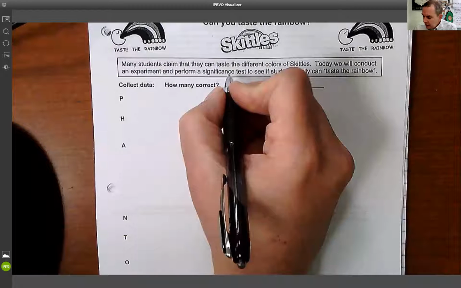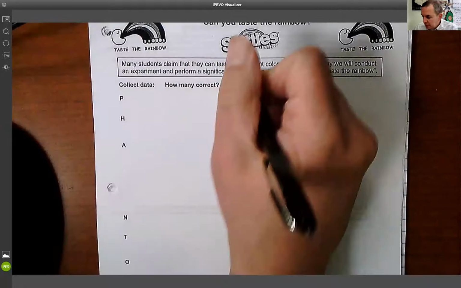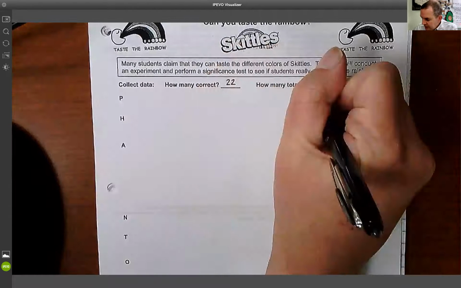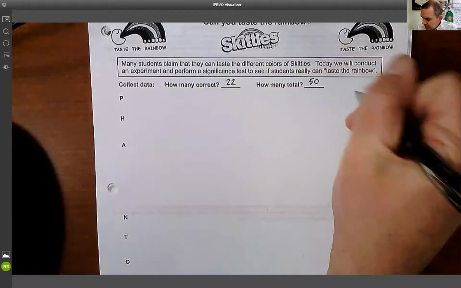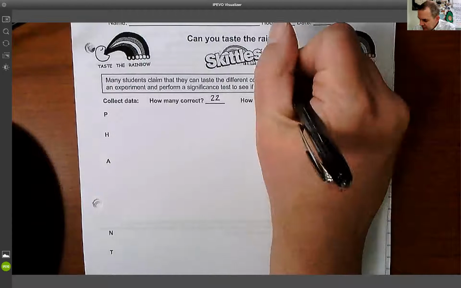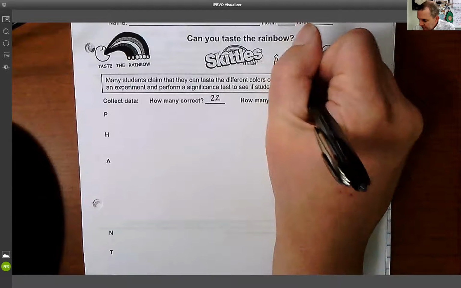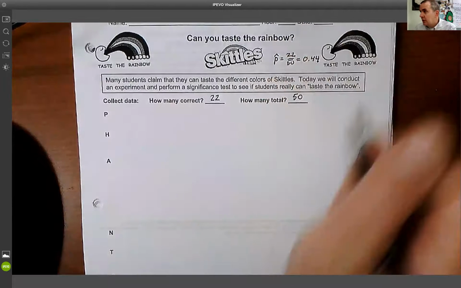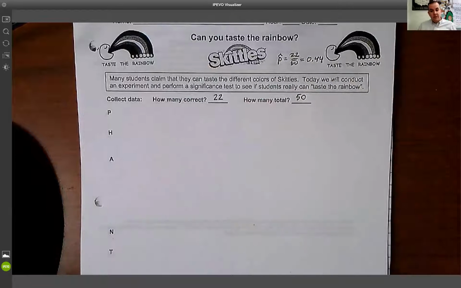So I'm just going to use one of the examples that was up on the board, which was 22 correct out of 50. So what we were finding out is that our p hat, 22 out of 50, is 44%. So we're wondering, is that enough to prove that you can actually taste the different colors?